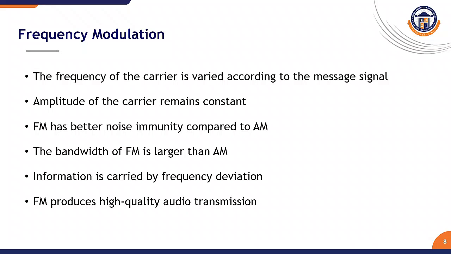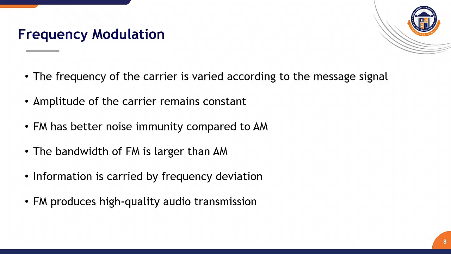Even though FM requires a larger bandwidth, it offers superior audio quality, making it more suitable for music and entertainment broadcasting. In FM, the information is carried by the frequency deviation of the carrier signal. So larger message amplitude results in greater frequency deviation. Because of its better noise immunity and high quality audio output, frequency modulation is most widely used in FM radio broadcasting and television sound transmission systems. On the whole, FM has better noise immunity when compared to AM systems.